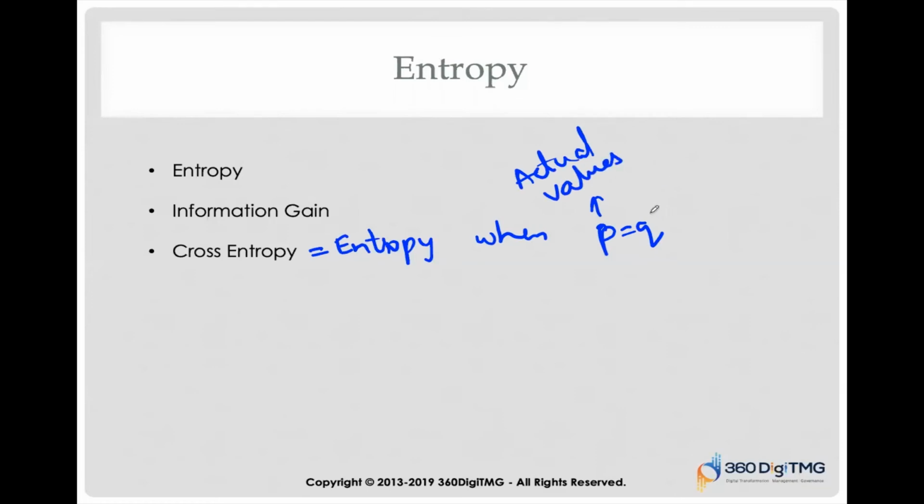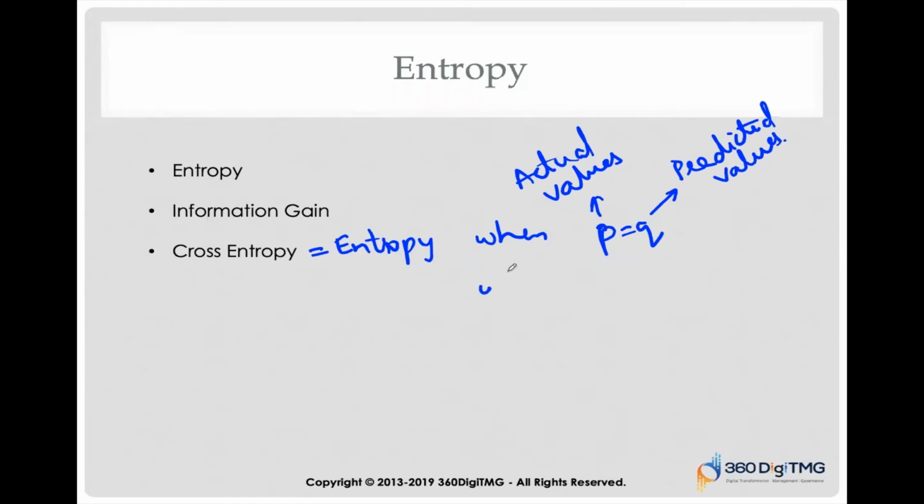Now, this cross entropy is exactly equivalent to entropy value. When you calculate entropy, you'll get exactly the same value when both these P and Q are the same, both the actual class, actual values, and predicted values. If both of these are the same, then cross entropy will be exactly equivalent to entropy.